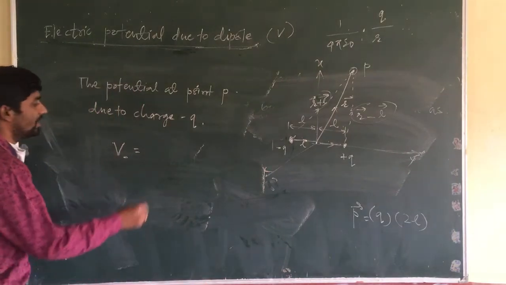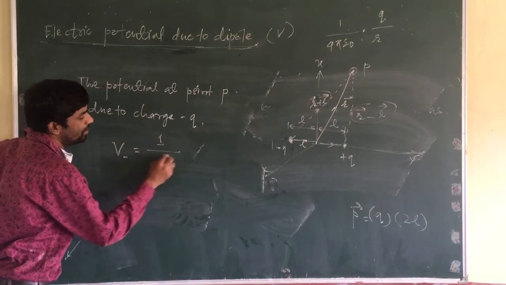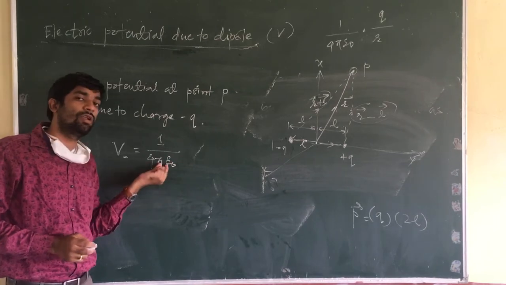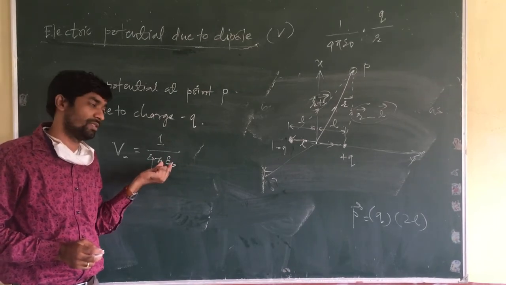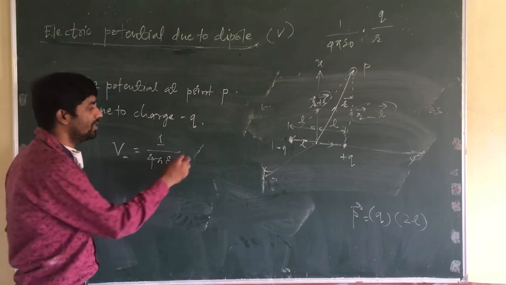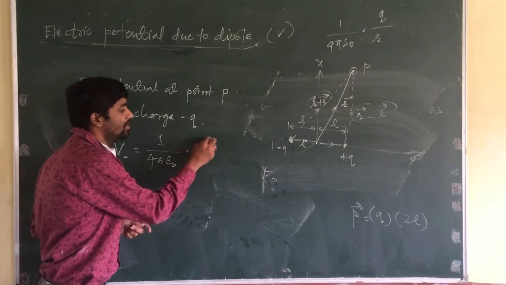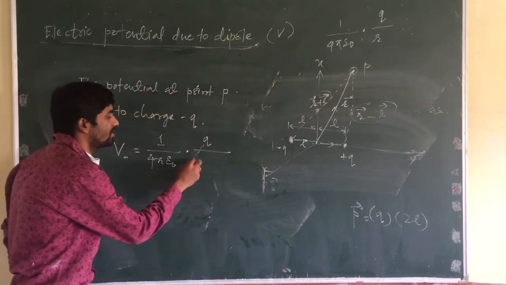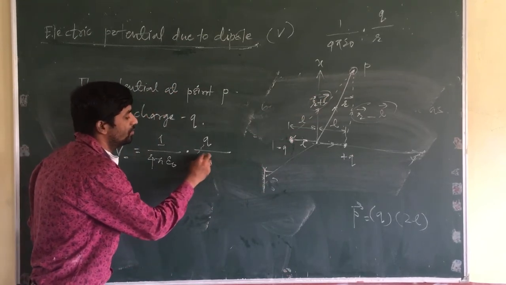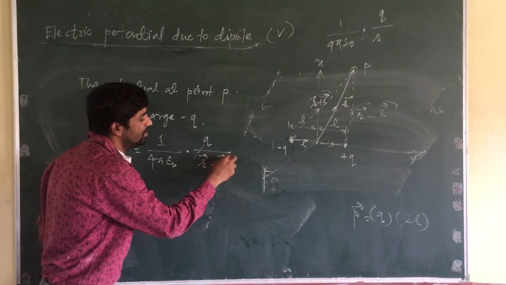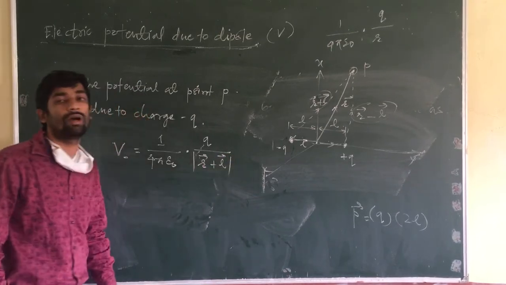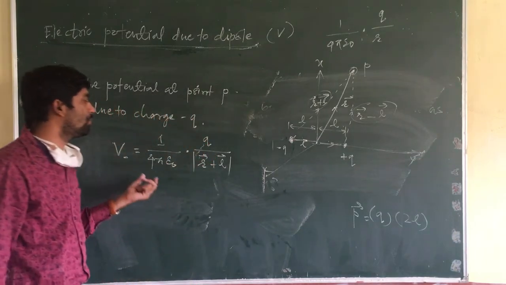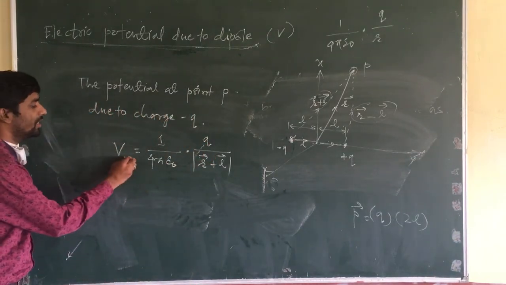Now what is the potential at point P due to this negative charge? The potential is 1 upon 4 pi epsilon naught. Why have I taken epsilon naught? The charges are in free space. 1 upon 4 pi epsilon naught, charge q divided by the distance, which here is r plus L. So we have to take the magnitude of this distance, the magnitude of r plus L vector. Okay. So this is the potential due to the negative charge.